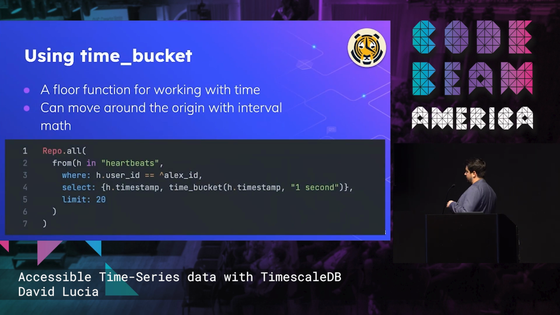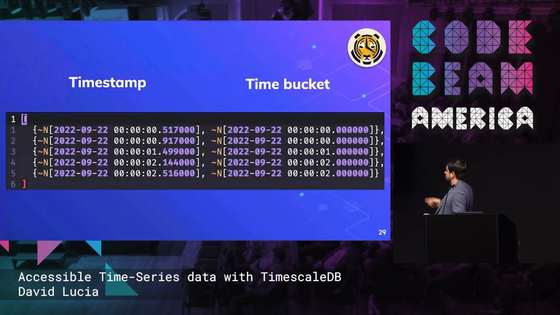So this is what time bucket looks like. We're gonna query from our heartbeats. We're gonna get the timestamp, and then alongside it, we're gonna see what a 1-second time bucket looks like. So we can see on the left, we've got heartbeats. They're being generated every few milliseconds. So we've got microsecond precision on our timestamps. And then on the right, we've time bucketed these into the nearest second below our timestamp. Now, we did this for 1 second. You could do it for 2 seconds, 5 minutes, 3 days, 1 month. It's extremely flexible.